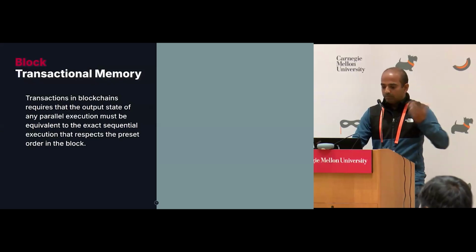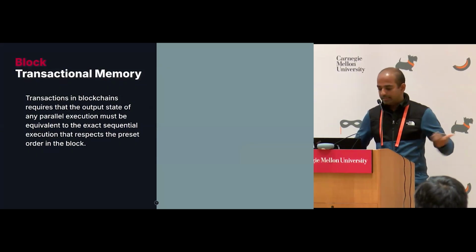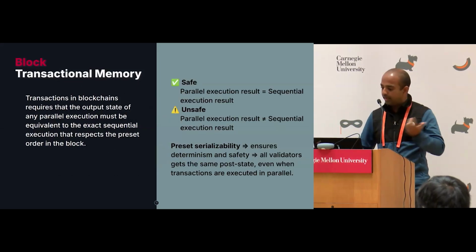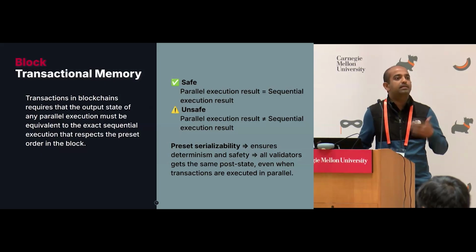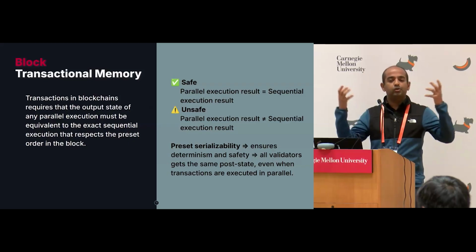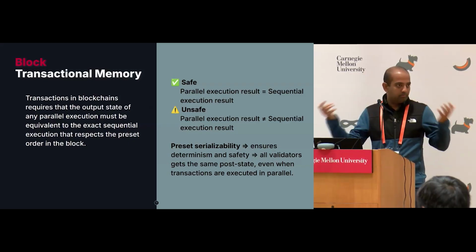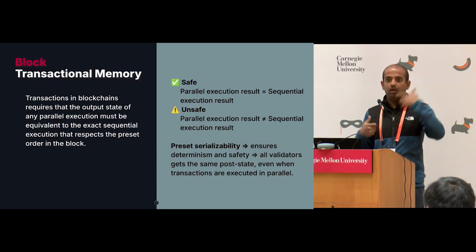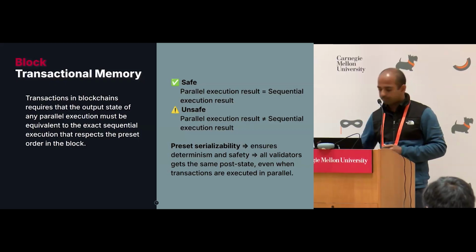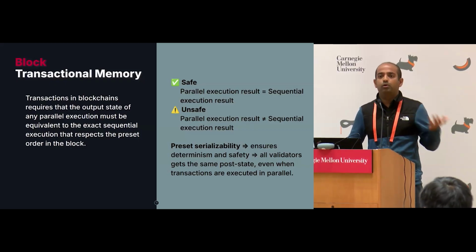Now, with block transactional memory, unlike traditional transactions that some of you may be familiar with, we expect this preset order to be respected, which is a safe execution. If it's not respected, we refer to it as an unsafe execution. With traditional transactional execution, we would say that as long as the execution is equivalent to some sequential order, that is great. But in block transactional execution in the Web3 world, we look for a sequential execution that is equivalent to exactly this one preset order. And that makes the problem fundamentally different. It's almost like an ordering curse that you'll have to overcome.